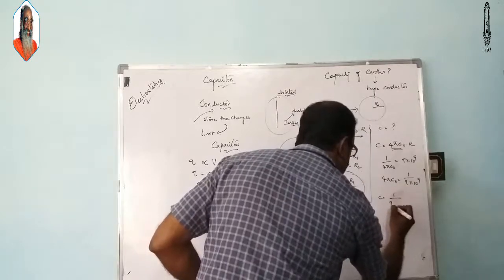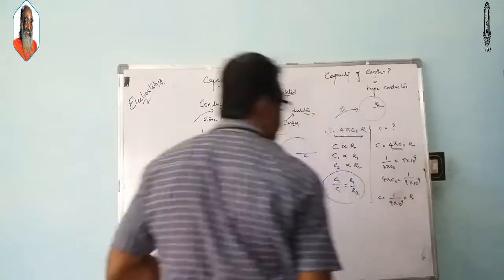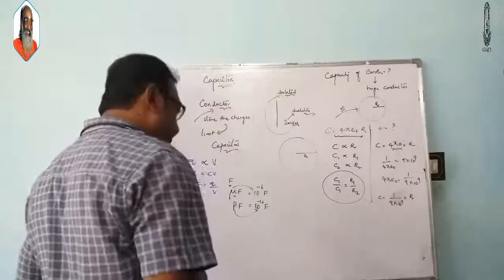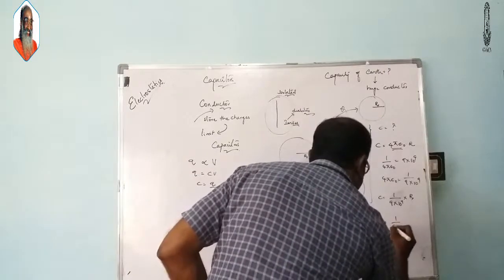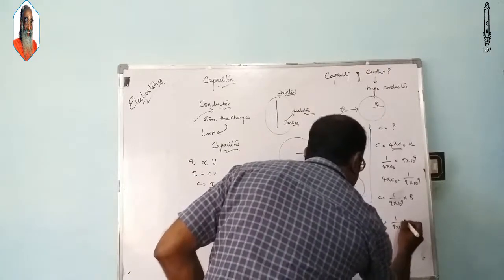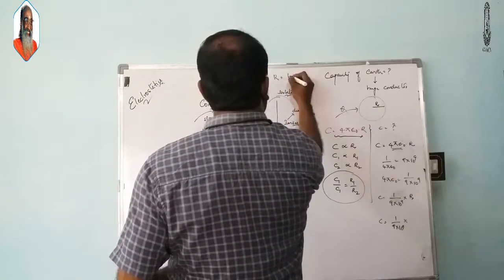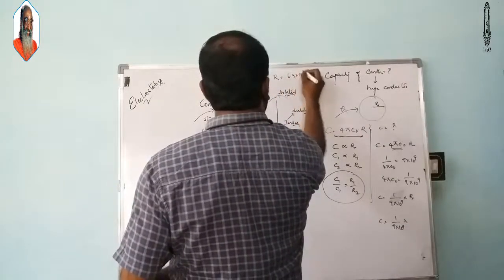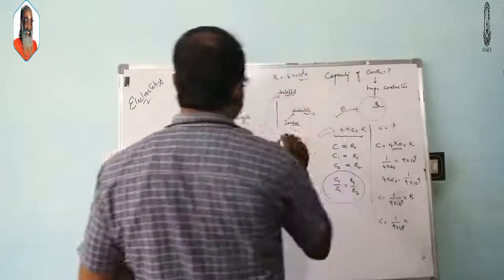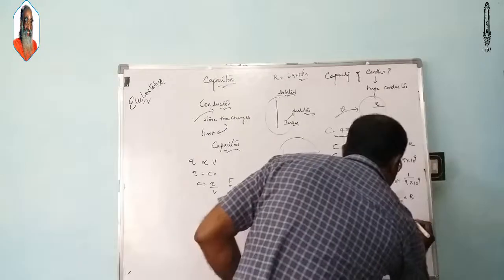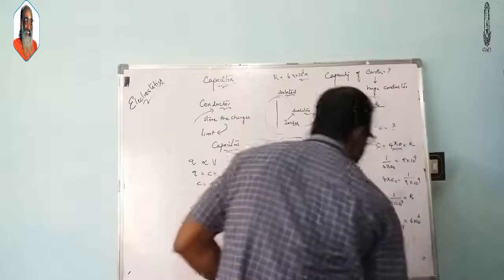So 1 by 9 into 10 to the power of 9 into the radius of the Earth. So what is the radius of the Earth? C is equal to 1 by 9 into 10 to the power of 9, and the radius of the Earth is 6.4 into 10 to the power of 6 meter. So we can take it as approximately 6 into 10 to the power of 6 meter.